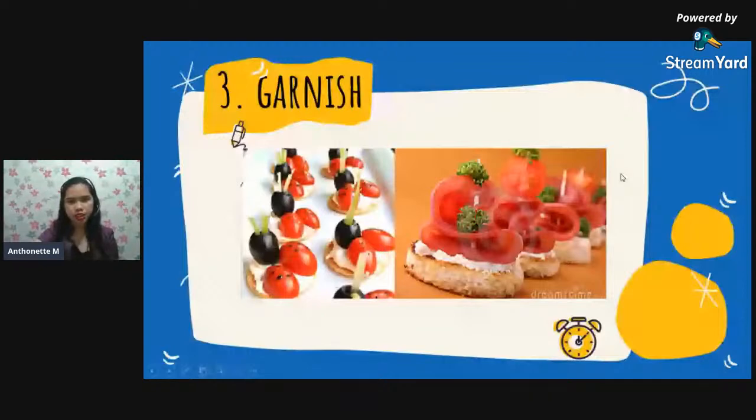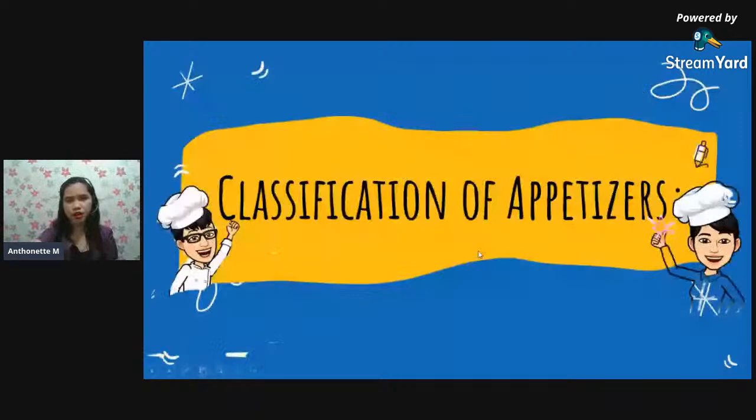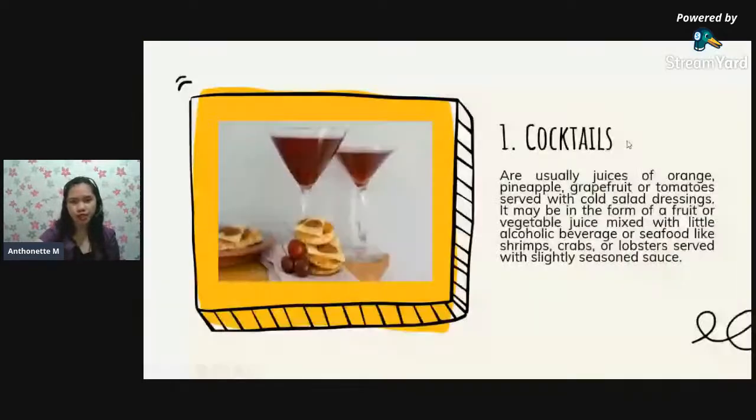Next is the classification of appetizers. So, there are classifications of appetizers. The first one is the cocktails. Okay? So, cocktails are usually juices. Ito po yung juices of orange, pineapple, grapefruit, or tomatoes served with a cold salad dressing. It may be in the form of fruit or vegetable juice mixed with little alcohol, like beverages, or seafood like shrimp, crabs, or lobster served with slightly seasoned sauce.